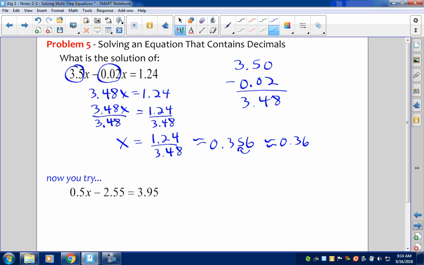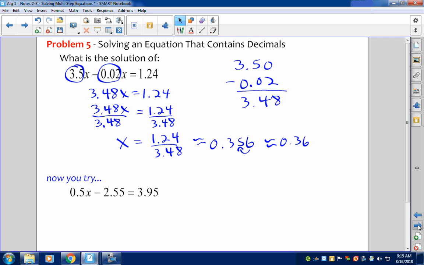So do you know why I'm rounding to the nearest hundredth on this one? We talked about that in the science class. Like, what's the farthest out they go in the problem? 1.24, they go out 2 places past the decimal in the problem. So I'm rounding to the same place value. That's pretty common, okay? So we'll round to the nearest hundredth on that one.